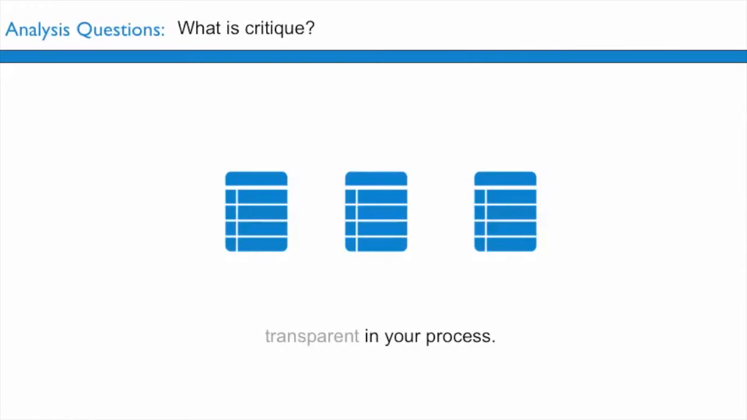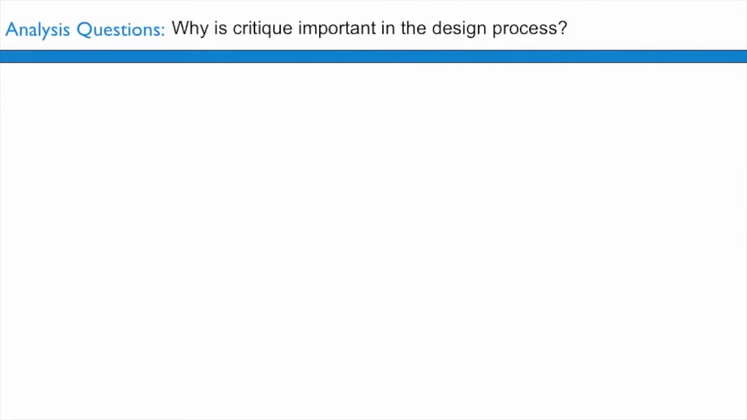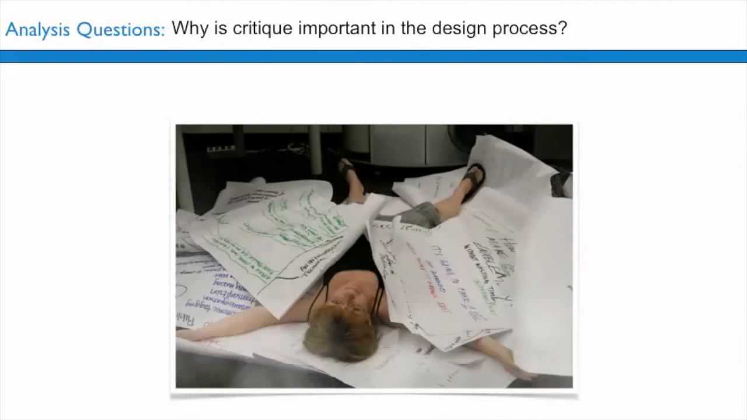And essentially, what we're doing here is becoming transparent in your process so that you can maximize your learning and the effectiveness of feedback. Now, you're encouraged to review an example in this week's video of what critique looks like, but I do want to talk a little bit about why critique is important in the design process. What you can see here is a person who's buried in their work.